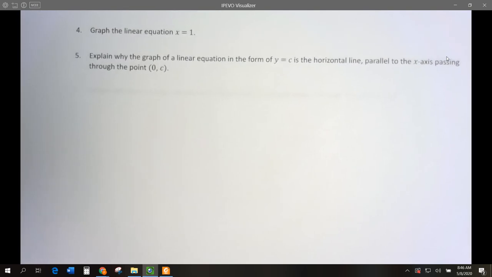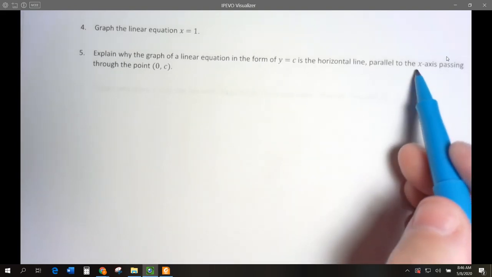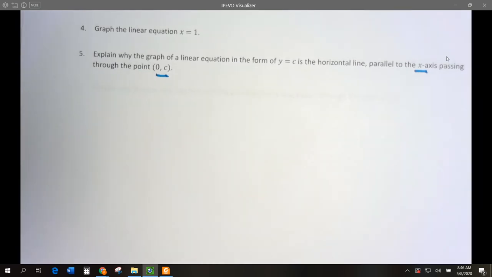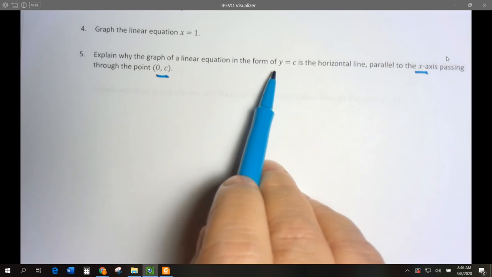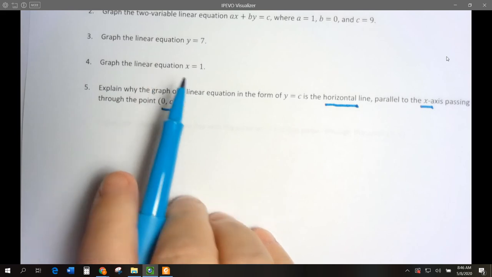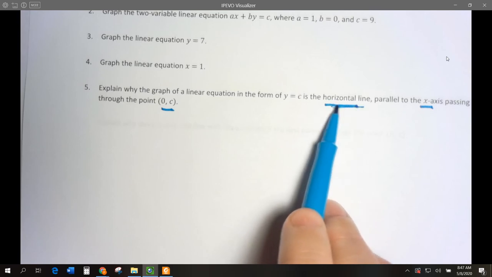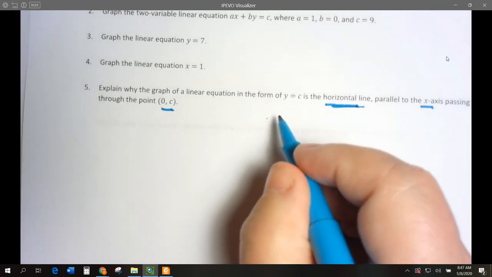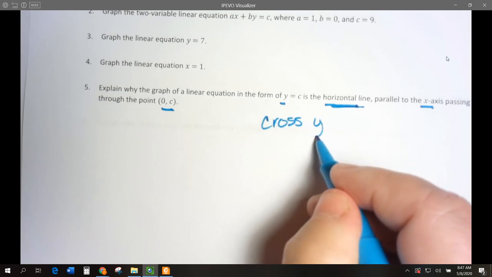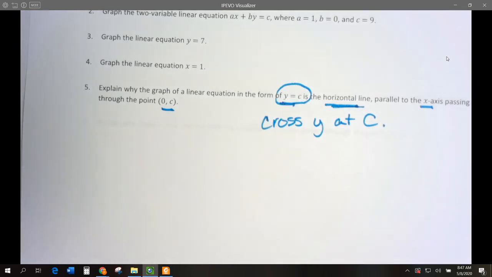Explain why the graph of a linear equation in the form y equals c is a horizontal line parallel to the x-axis passing through the point 0, c. Well, basically, we know when it's y equals, they're horizontal, just like problem number 3. And y is c, therefore it is going to cross y at c because y is always going to equal c.